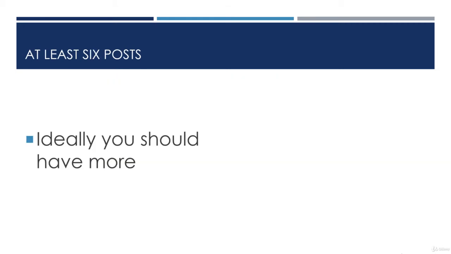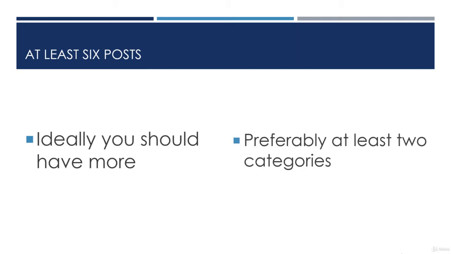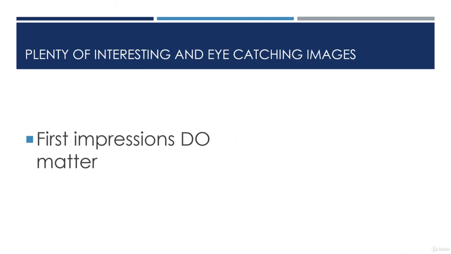And you want to have at the very least 6 posts. Ideally, you should have more than 6. Ideally, you should have at least 10 posts and preferably at least 2 categories. Now, the blog that I've created for this course is about British wildlife. But if all of my posts were about the same thing and they were all in the same category, so for example, if I had 6 posts all about frogs in the category frogs, that's not going to be very interesting. So preferably at least 2 categories.